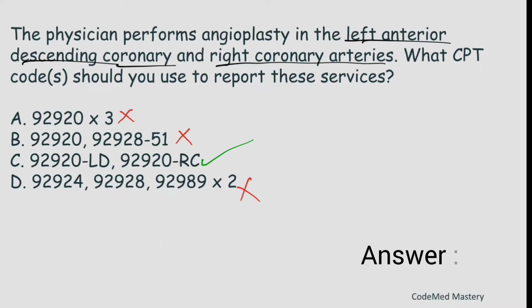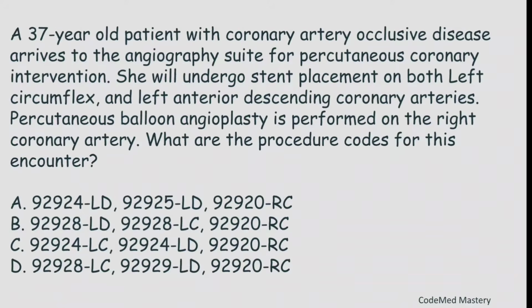92920 LD, which is for percutaneous transluminal coronary angioplasty, left anterior descending coronary, and 92920 RC for angioplasty performed on right coronary artery. I hope you are clear with it. Next question. Read the question.